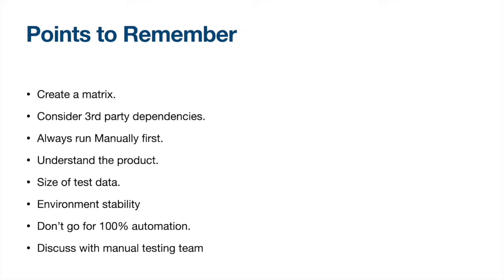If you go for a 100% automation suite, there might be two possibilities. First, your test suite size gets too big, and it will impact the performance of your automation test suite. The second is that there might be scenarios which are not possible to automate because of certain dependencies, and you are trying to automate them and wasting your time. So don't go for 100% automation. Try to understand the product and the features. Based on that, select the features or test cases for automation.